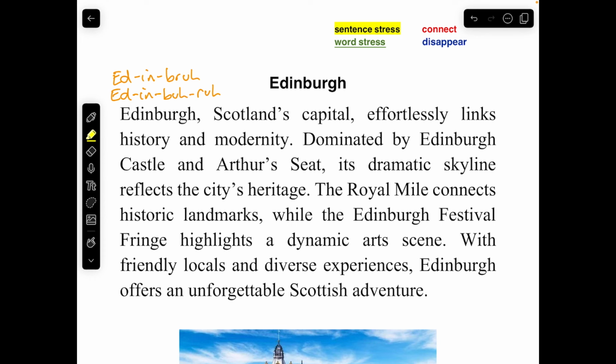Now let's take a look at sentence stress. This is where we pick out content words, words that are important for the meaning of each sentence. These are usually verbs, nouns, adjectives, or adverbs. I'm going to highlight these in yellow. So let's start at the beginning. Edinburgh, Scotland's capital, effortlessly links history and modernity. You notice that the word "and" has not been highlighted here. It's not a content word.